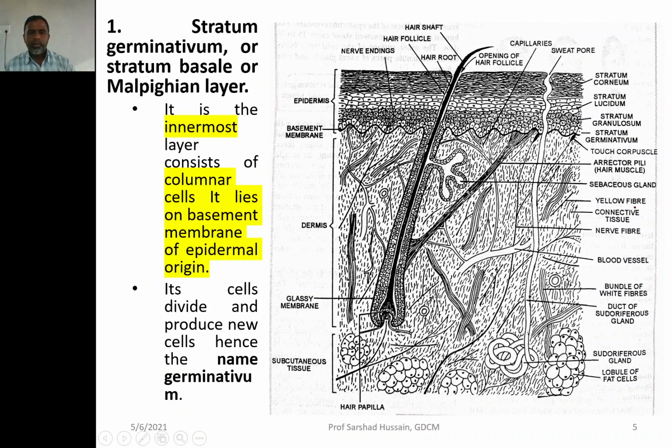The cells of this layer, that is the stratum germinatum, divide and produce new layers of cells. Hence the name is germinatum. Germinatum means they germinate the cells which are present above this layer. So they give rise to all the layers of the cells that are present above it.